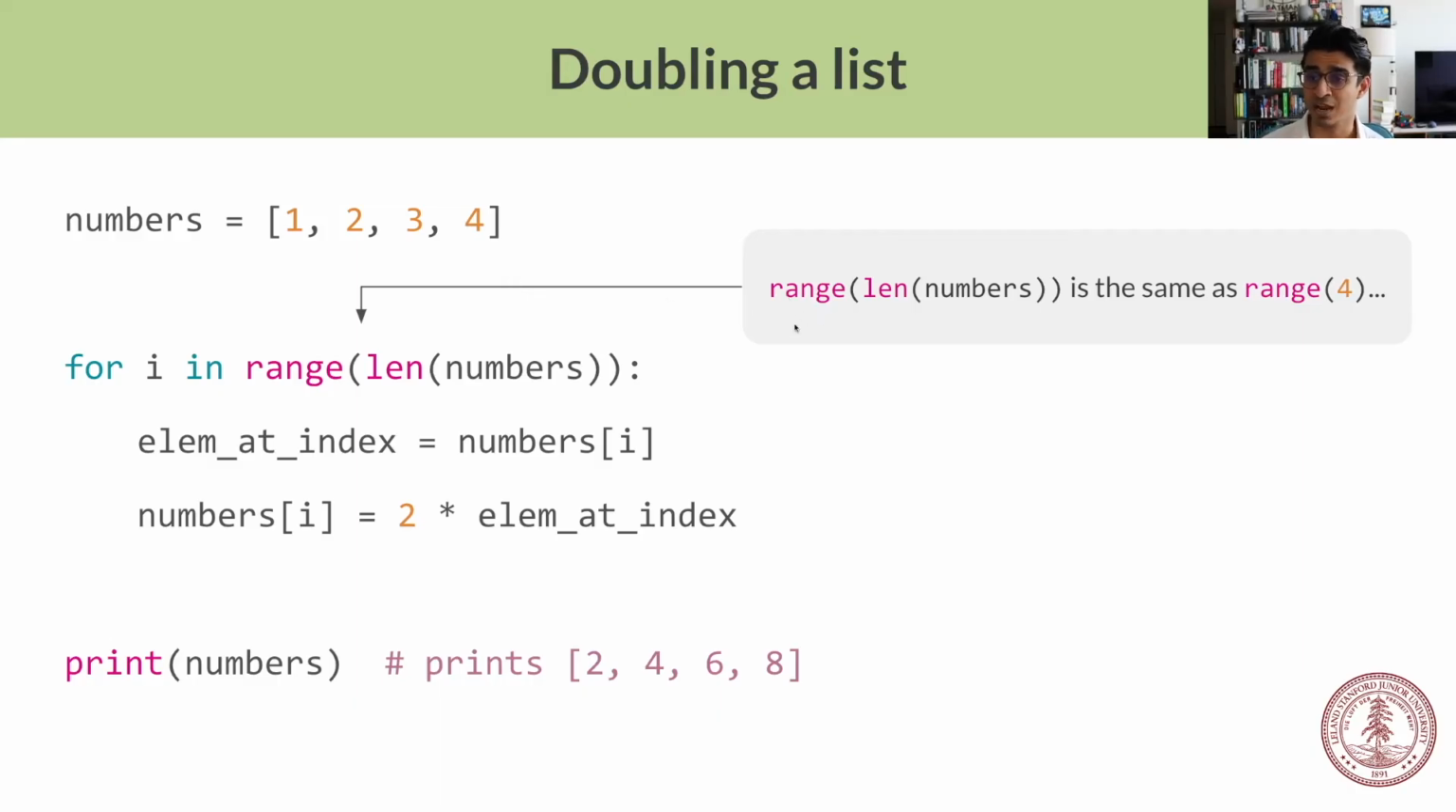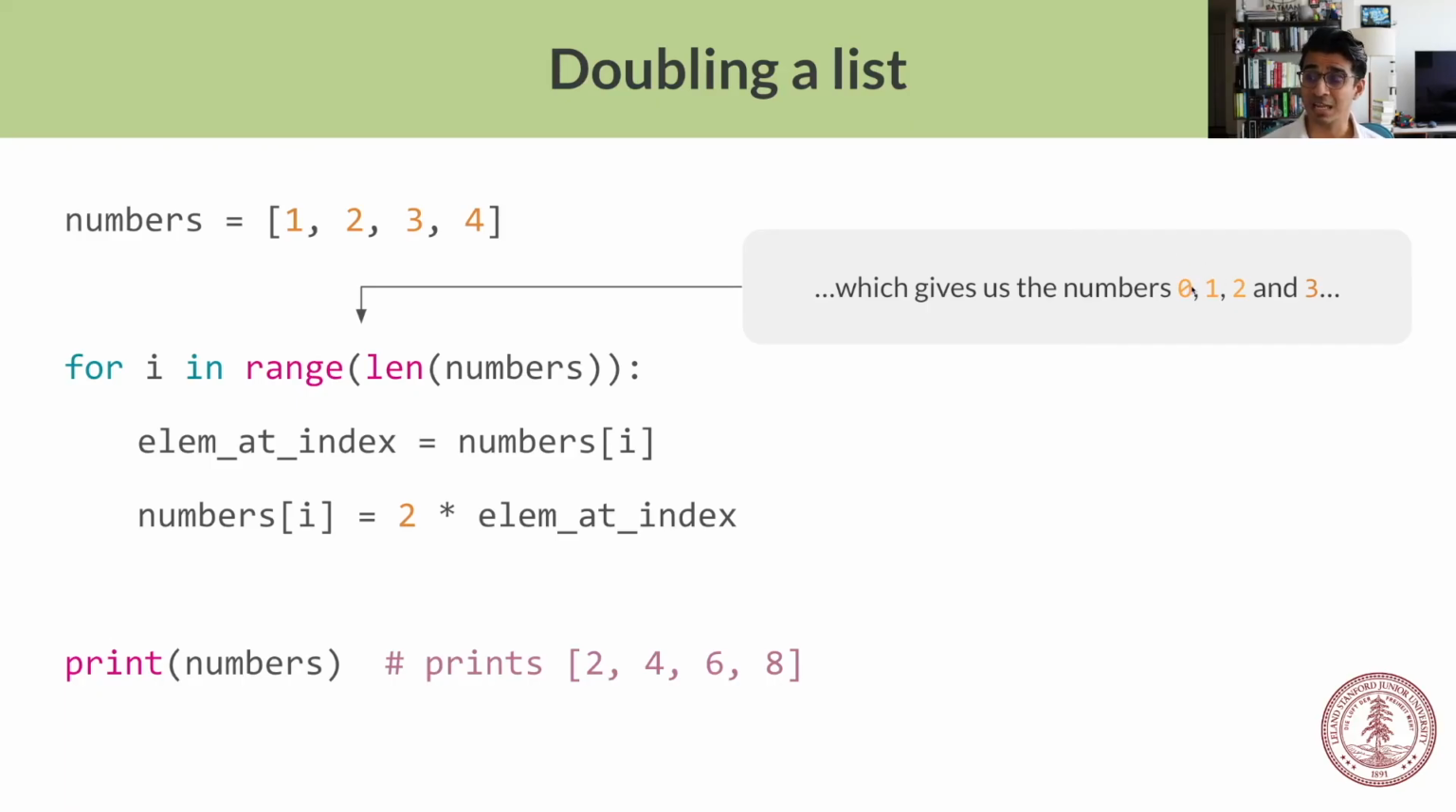Let's start by looking at range len numbers. Like we just saw, the len function counts how many elements there are in a list. So len numbers would count 1, 2, 3, 4, and so we would get the same thing as range 4 over here, because we can replace len numbers with 4. So this entire for loop is therefore the same thing as saying for i in range 4. Once we have that, we know that the range function is going to give us back the numbers 0, 1, 2, and 3 individually.